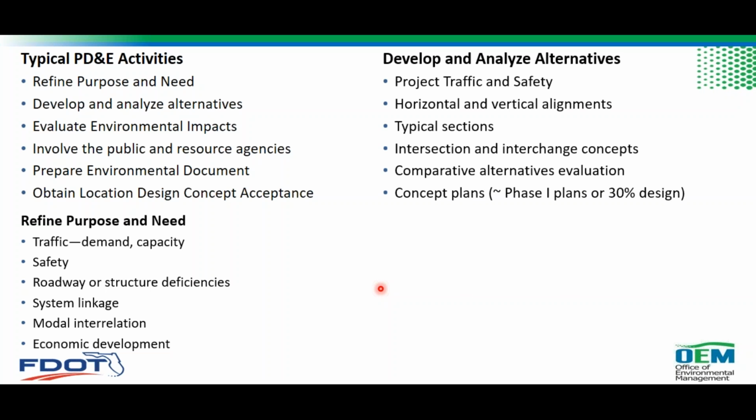When we are developing and analyzing alternatives, we look at traffic and safety analysis. We document that. We develop alternatives, different alignments, horizontal alignments and profiles. We look at different typical sections, analyzing the extent of impact to the environment as well as needs. Interchange and intersection concepts are also evaluated during PD&E. And then we compare alternatives one after the other.